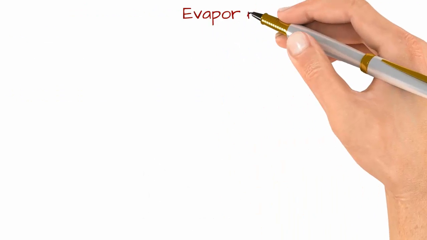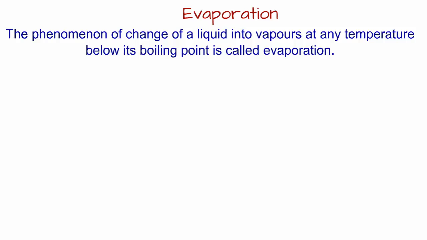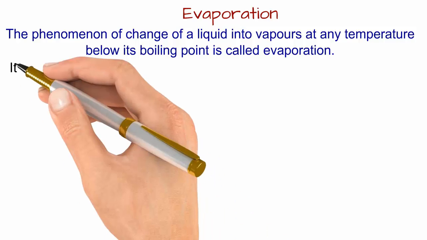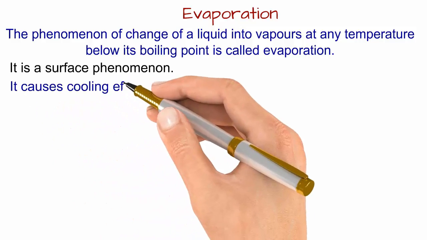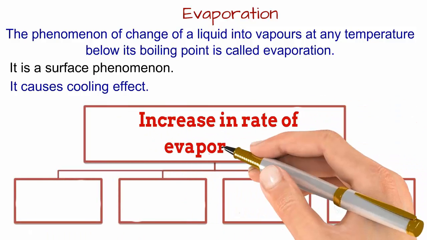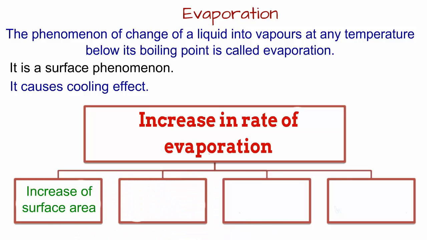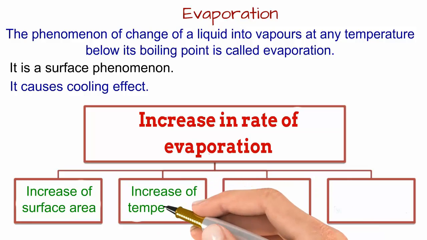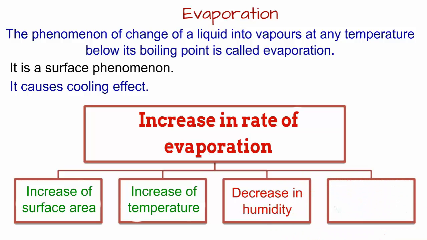Now we will study evaporation. The phenomenon of change of liquid into vapors at any temperature below its boiling point is called evaporation. It is a surface phenomenon, means it occurs at the upper layer of the liquid, not in the whole liquid. It also causes cooling effect. Now we will study the increase in rate of evaporation and its causes. The rate of evaporation is increased by increase of surface area, increase of temperature, decrease in humidity, and increase in wind speed.